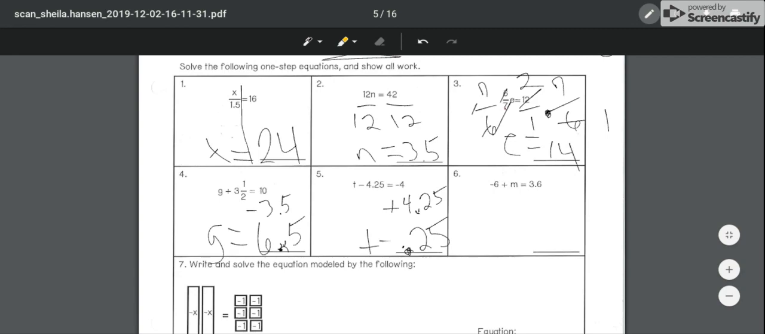So T equals, or you can do 1/4. Okay, the next one, we have negative 6 plus M equals 3.6. If you want to flip them around, you can go M minus 6 equals 3.6, if that helps you. Or the opposite of a negative 6 is adding 6, which is what we're going to do here, add 6. And when you add 6, you get 9.6.